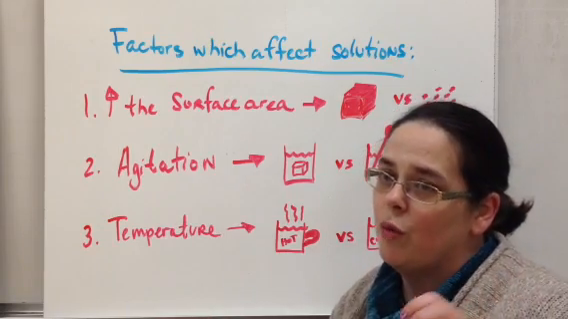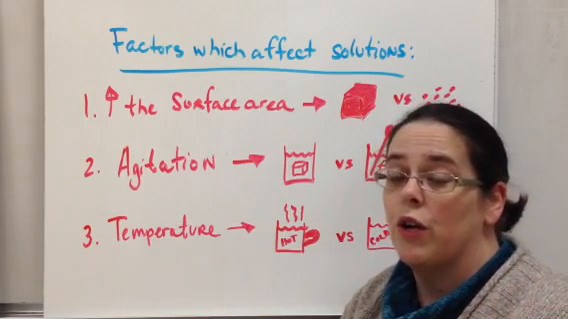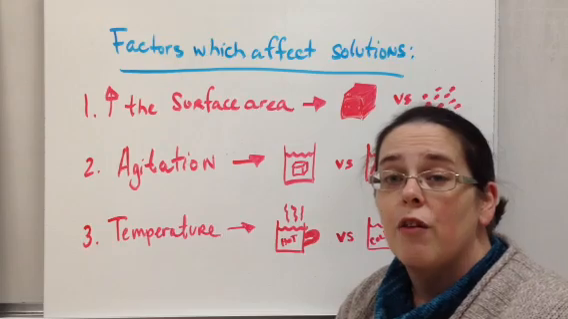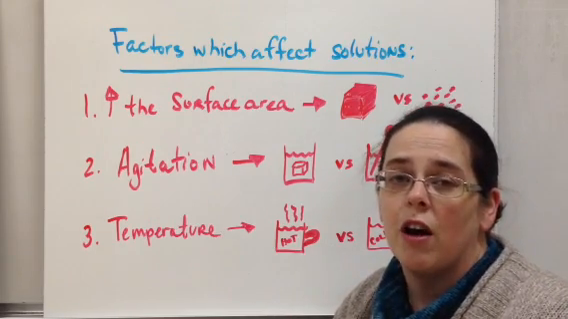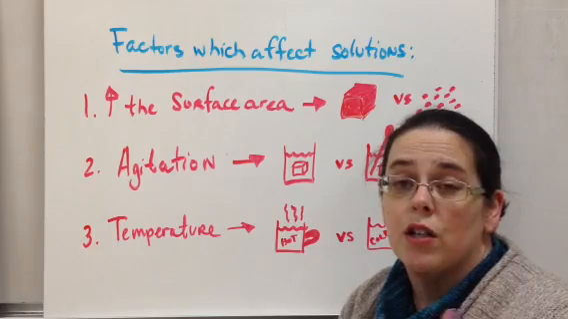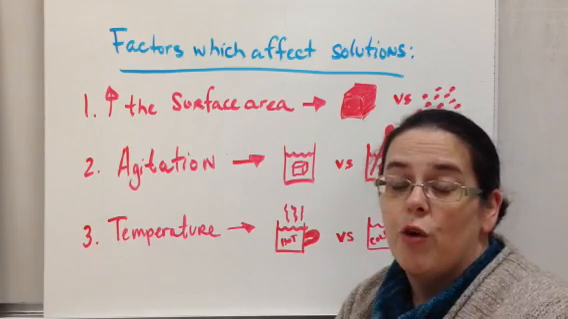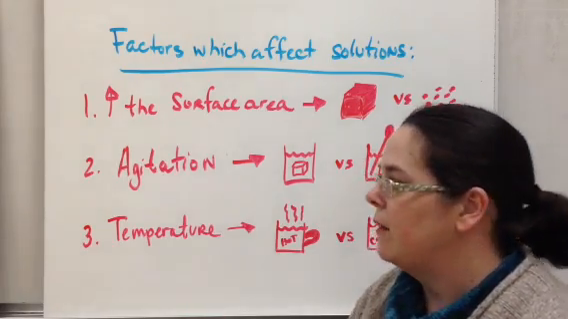Think your sugar cube from old Victorian times. They put it in tea versus nowadays, what do we put in tea? Very rarely sugar cubes. We put in our Splenda or our Sweet and Low. It's going to dissolve really quickly because the particles are so fine.